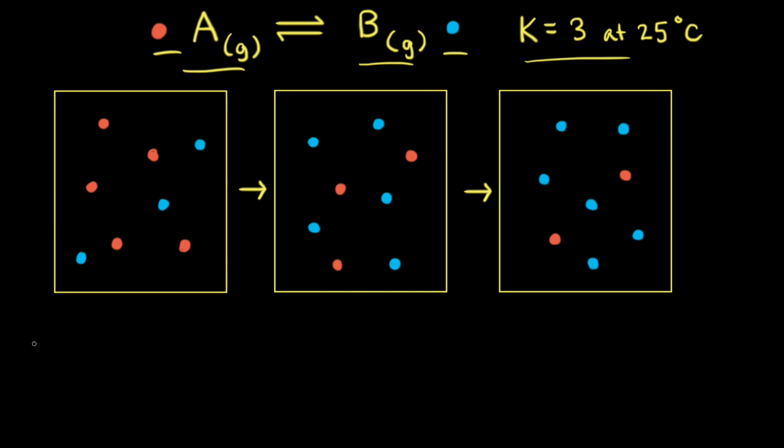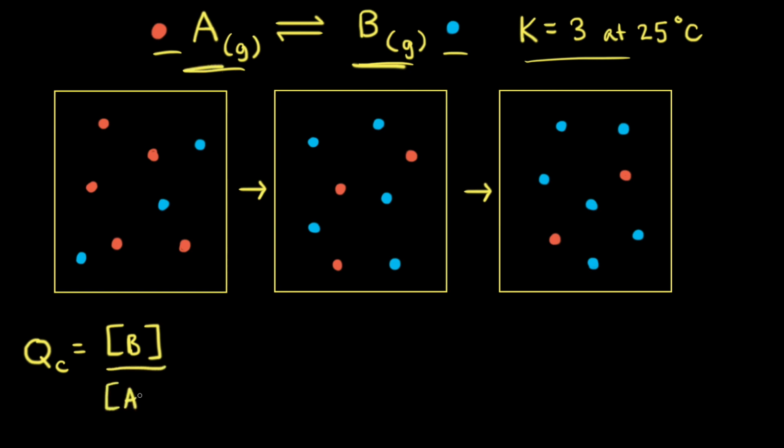Let's start by writing out the expression for the reaction quotient. So we would write out here Qc is equal to, and this has the same form as the equilibrium constant expression. So we would put the concentration of B to the first power divided by the concentration of A, also to the first power.